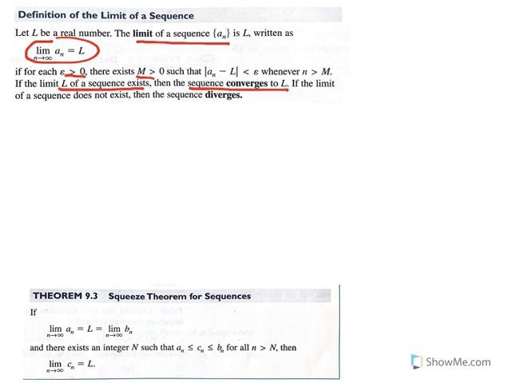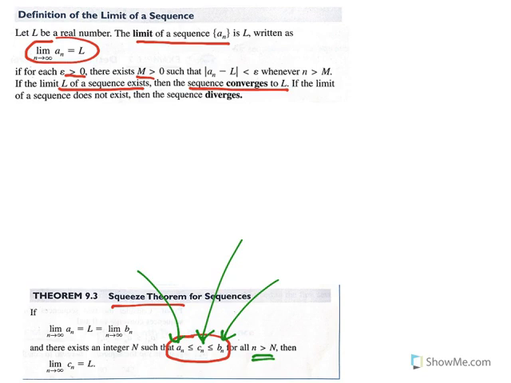So look at the squeeze theorem for sequences. This is similar to the squeeze theorem for limits that you learned in Calculus AB, but here we're applying the same concept to sequences. Look at this part here. We have three sequences. The terms of one sequence are between the terms of two other sequences for all n greater than N.